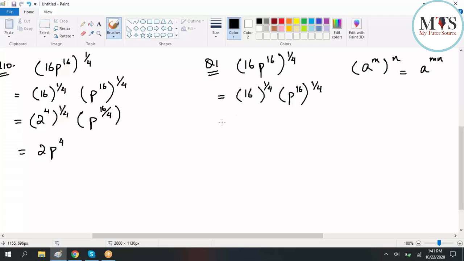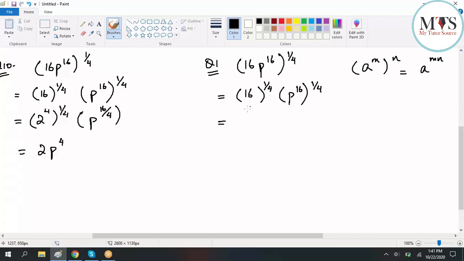Okay, so in order to remove this 1/4 power, we need to convert 16 into a number which has a power of 4, so that when you multiply 4 with 1/4, the power cancels out and it's just like the number base. Okay?